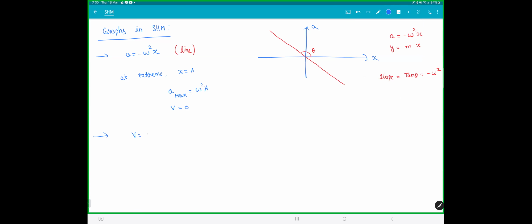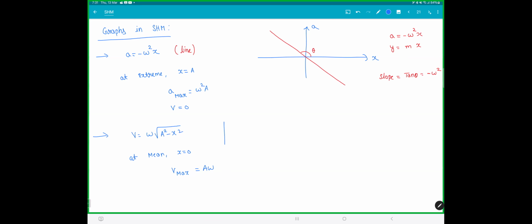Then we have V is equal to omega root over a square minus x square. Again, if you see here, at x is equal to 0, at mean position, we get maximum speed, which is a omega. This is the maximum speed of the particle.